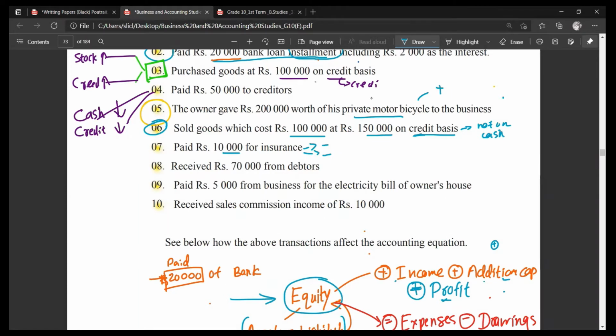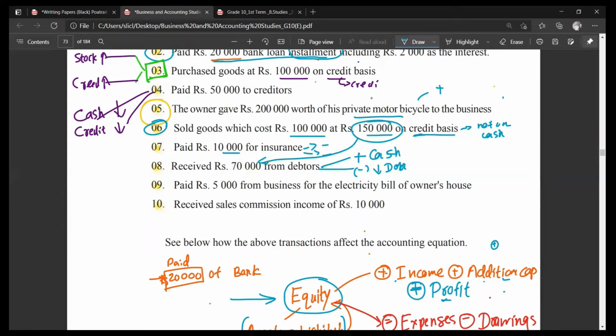Receive 7,000 from debtors. Cash will increase and our debtors asset will be decreased. Debtors were previously at 150,000, but they have paid money. So our cash asset will be increased and debtors asset will be decreased.